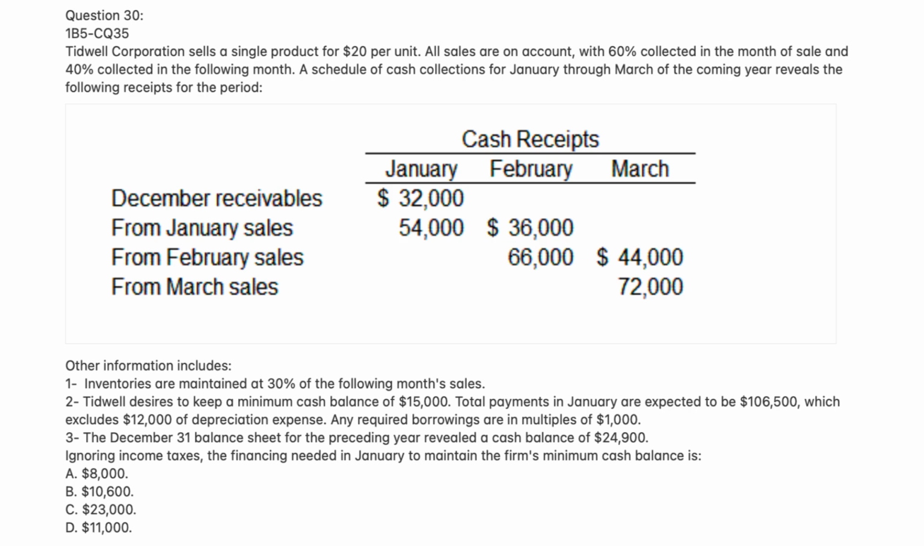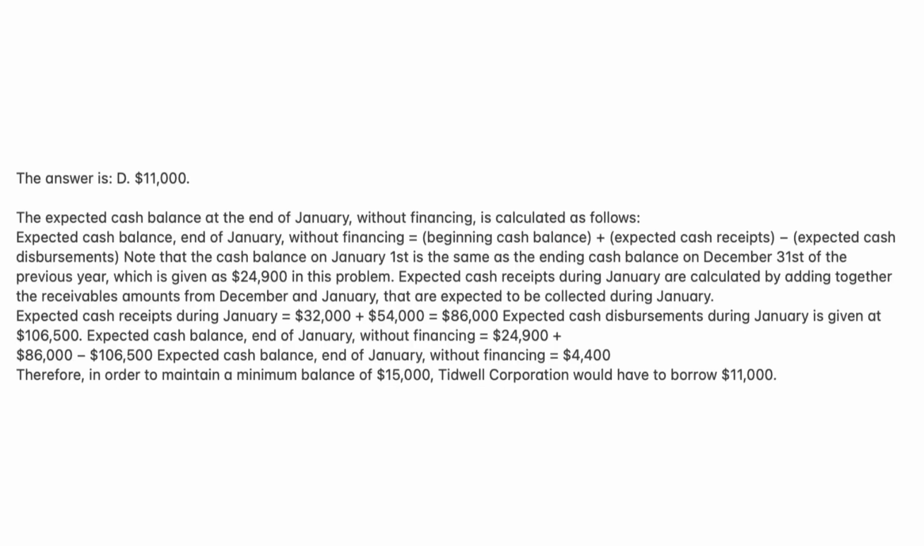Total payments in January are expected to be $106,500, which excludes $12,000 of depreciation expense. Any required borrowings are in multiples of $1,000. 3. The December 31st balance sheet for the preceding year revealed a cash balance of $24,900. Ignoring income taxes, the financing needed in January to maintain the firm's minimum cash balance is: A. $8,000. B. $10,600. C. $23,000. D. $11,000. The answer is D.